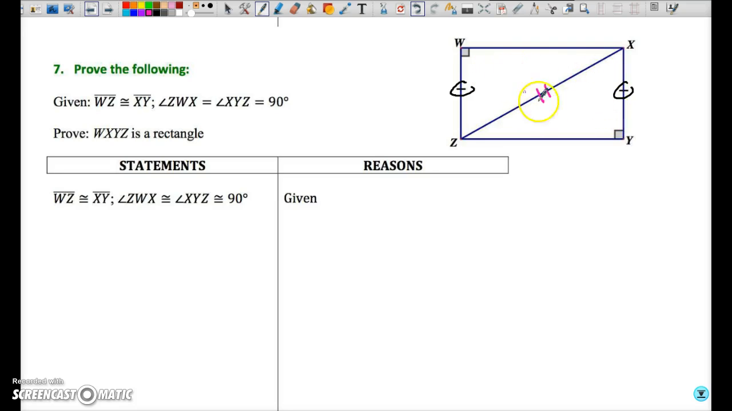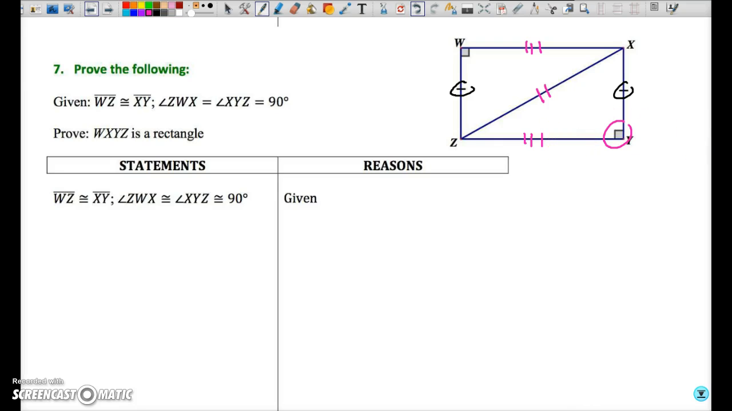With congruency of the triangles, we can show that WX is going to be congruent to ZY by CPCTC. This in turn gives us WXYZ is a parallelogram because we've proved that both pairs of opposite sides are congruent to each other. And so this allows us to conclude it's a parallelogram. We can then conclude that since it's a parallelogram with the 90-degree angle, it is in fact a rectangle. So that's the explanation, the sequence of the proof.